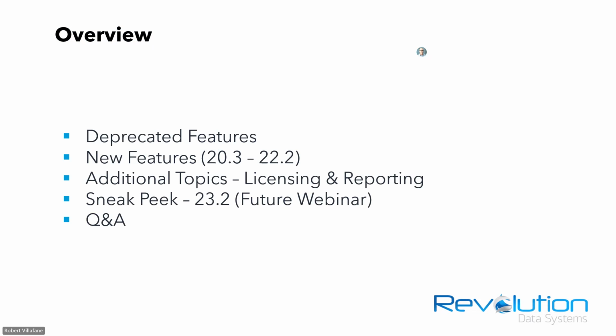All right, in today's webinar, we'll be covering deprecated features, new features spanning versions 20.3 to 22.2, additional topics around licensing and reporting, and then we'll take a sneak peek at version 23.2 for a future webinar, and then we'll wrap things up with question and answers. So let's get started with a few deprecated features.